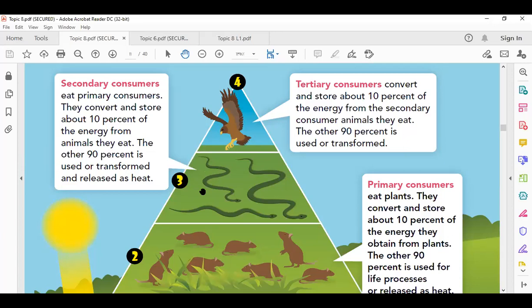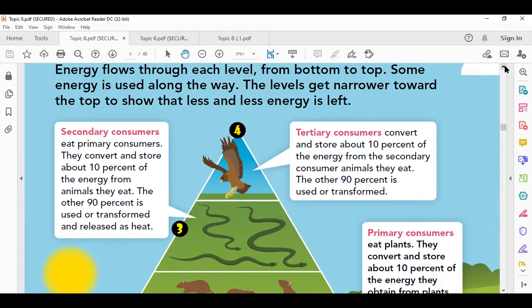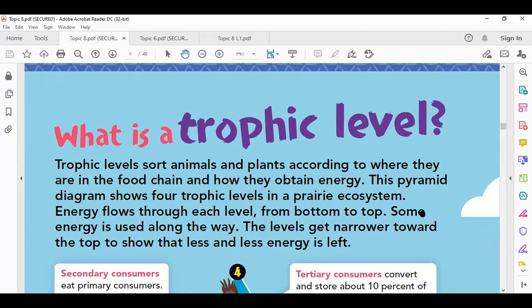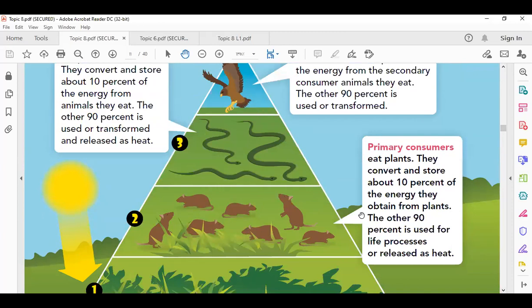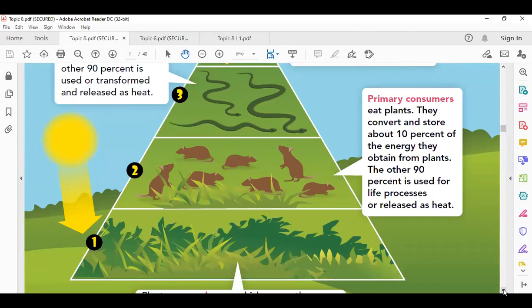Okay. And this is the third trophic level. This is the first trophic level. As you see here, this is called the energy pyramid. It shows how energy moves from one organism to another in the food chain. This pyramid is made up of trophic levels. In the first trophic level, we always have producers.